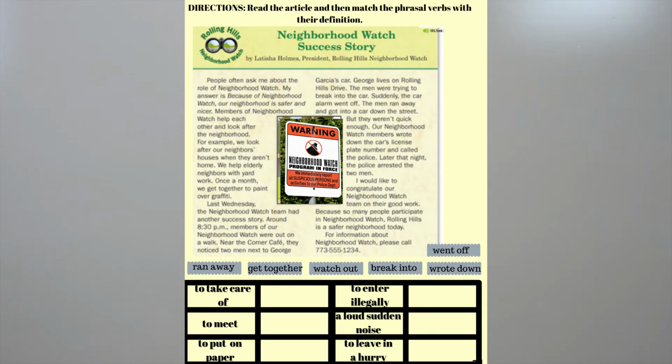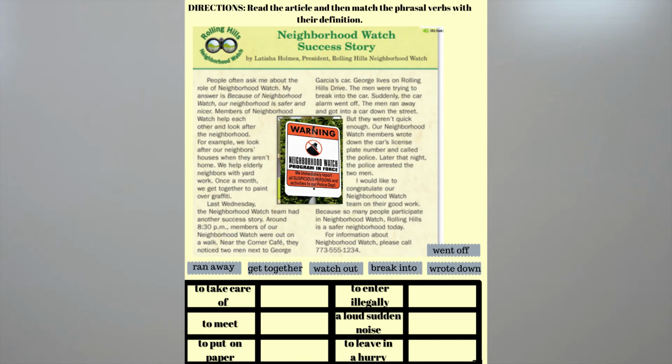People often ask me about the role of Neighborhood Watch. My answer is, because of Neighborhood Watch, our neighborhood is safer and nicer. Members of the Neighborhood Watch help each other and look after the neighborhood. For example, we look after our neighbors' houses when they aren't home. We help elderly neighbors with yard work. Once a month, we get together to paint over graffiti.